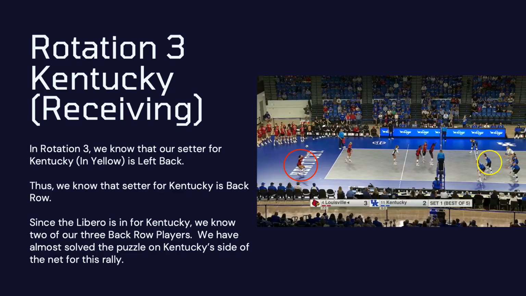So serve receive for Kentucky in rotation 3, we should know who our 3 back row players are if we were paying attention when they were serving. But just in case we lost track, let's put the pieces of the puzzle back together. Our setter, who we should always know, is left back in rotation 3, circled in yellow. Our libero, who was just our previous server, always has to be a back row player. So we know two of our three back row players for Kentucky in this particular rally.